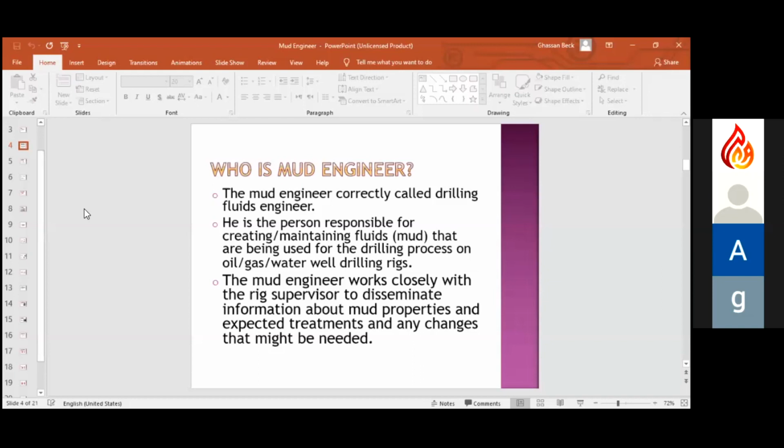A mud engineer is a person responsible for creating or maintaining the fluids, the mud, that are used in the drilling process on drilling rigs in oil, gas or water wells. When we say creating or maintaining, it is because sometimes we receive mud from others, and then we don't create the mud, we only maintain it.